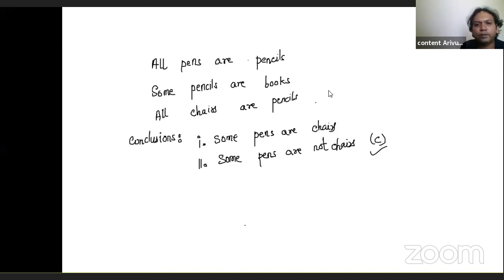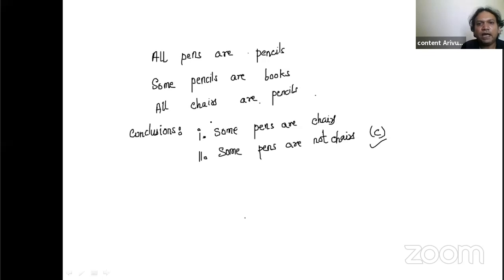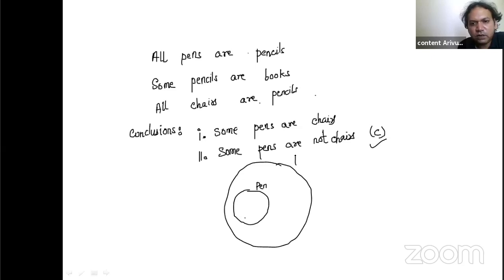So all pens are pencils. Some pencils are books, all chairs are pencils. So how will we make the diagram first? Let's see here. All pens are pencils. So let's say this big circle is pencils, and all pens are inside it. Some pencils are books. Now all chairs are also pencils, just like all pens are pencils. So chairs will be inside the pencil circle like this.